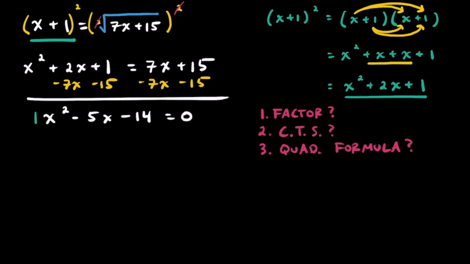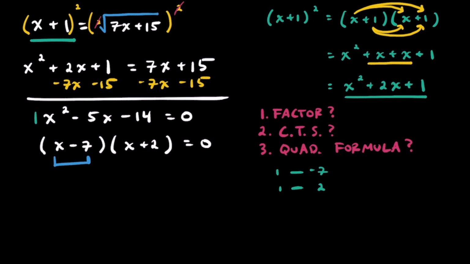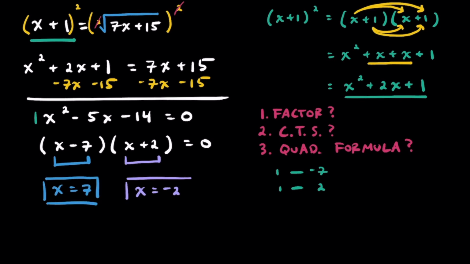Since the leading coefficient is 1 here, let's see if we can factor easily. It turns out that two factors that multiply to negative 14 that add to get to negative 5 are going to be negative 7 and positive 2. So we can write the quantity of x minus 7 times the quantity of x plus 2 is equal to 0. The two values that make this equation true are when x is equal to 7 and x is equal to negative 2.